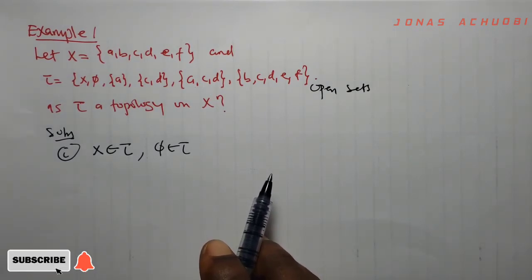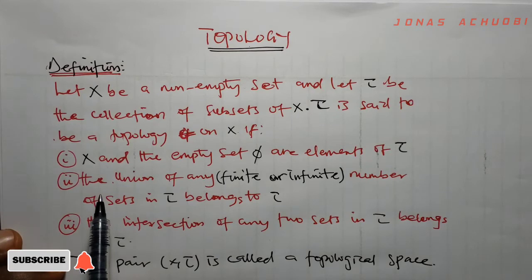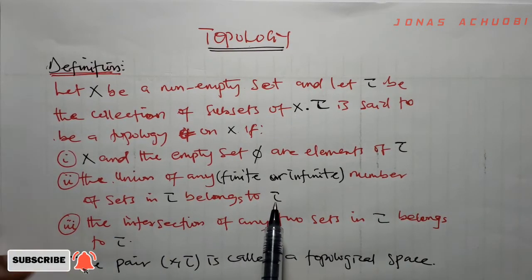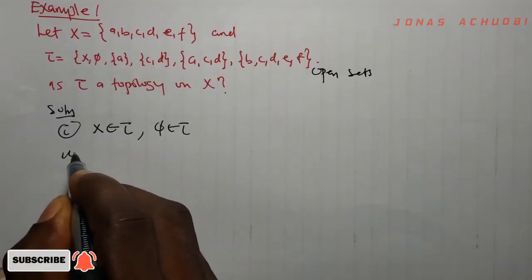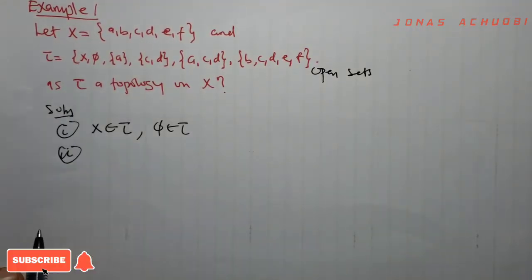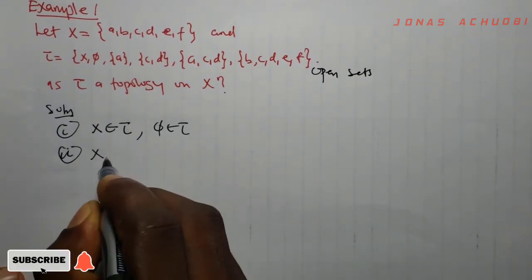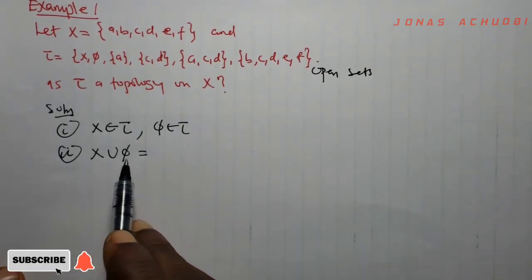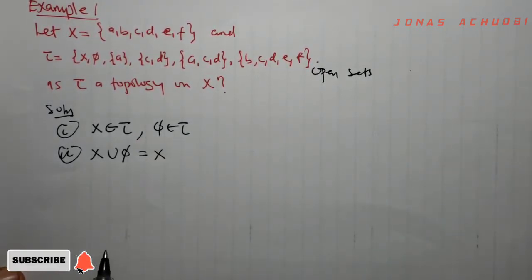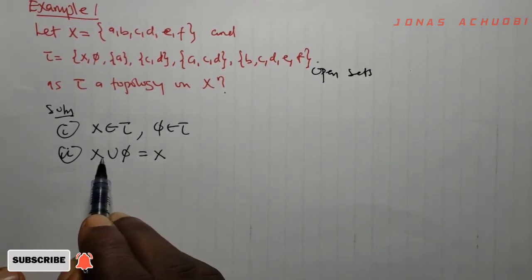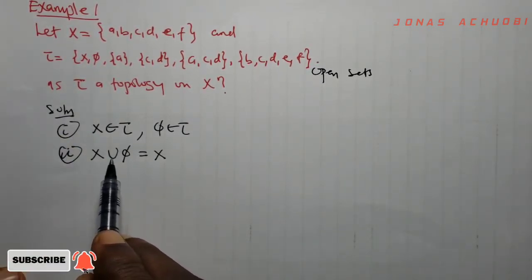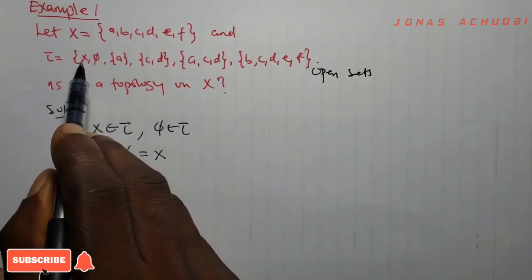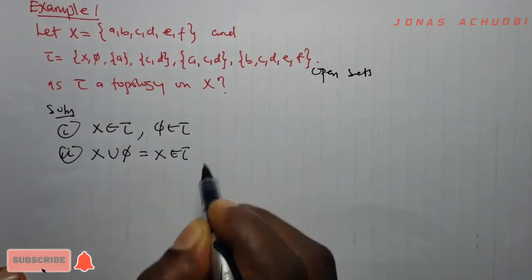We now go on to check the second condition. The second condition says that the union of any number of sets in tau should belong to tau. Let us check this out. Let us pick X and Phi, for example. So if we have X union Phi, what do we get? Now the union of a set and the empty set is nothing but what? The set X. So we picked two open sets from tau, and we have checked their union. The union is X. And is X an element of tau? The answer is yes. X is in tau.